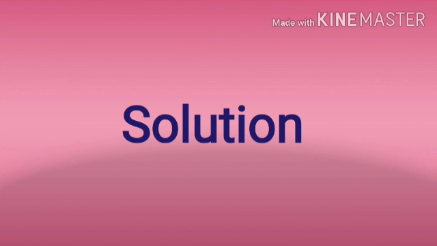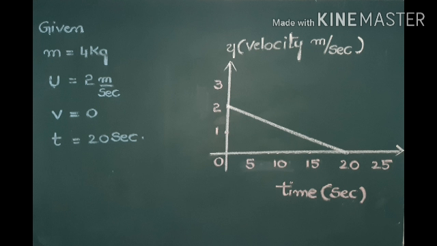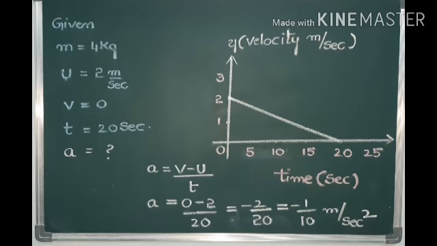Now we are ready for the solution. Mass is 4 kg and initial velocity is 2. It decreases and becomes 0, so final velocity is 0. Time is 20 seconds. In this graph, the x-axis indicates time and the y-axis indicates velocity. The units are meter by second. So once again, what are the given terms? Mass 4 kg, initial velocity 2 meter by second, final velocity 0, and time is 20 seconds.